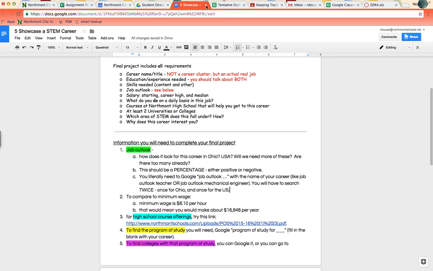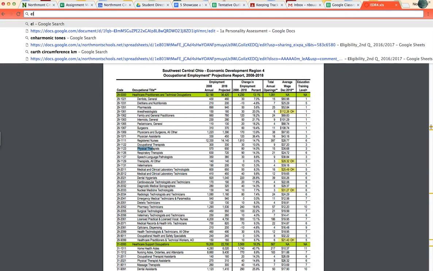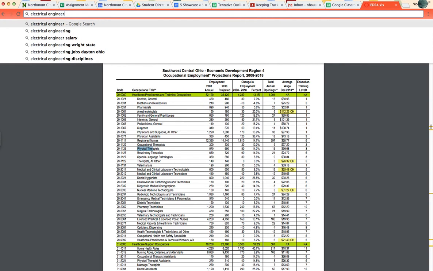Okay, so back to my directions. What else do I need to know? Salary. I need to have a starting salary, a career high salary, and a median salary. Okay? So, again, I'm going to go back to handy dandy Google, and I'm going to search for electrical engineer salary.